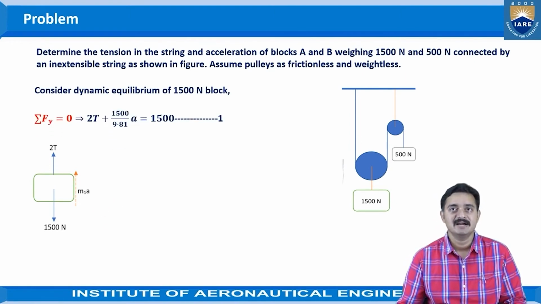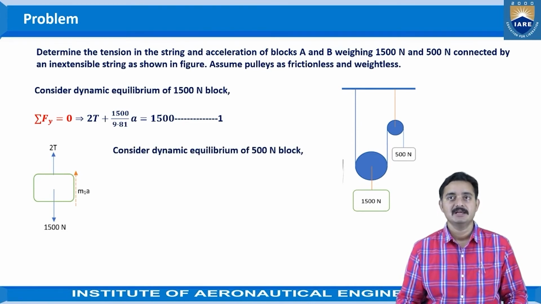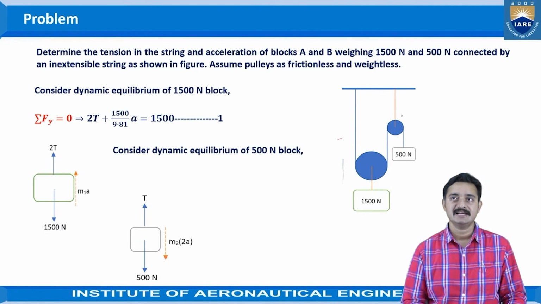Now, if we take sigma Fy equal to 0 for this situation, we will be getting 2T plus 1500 by 9.81 A is equal to 1500, which is equation 1. Now, consider the dynamic equilibrium of the 500 Newton block. In this case, this is attached with a single string here.